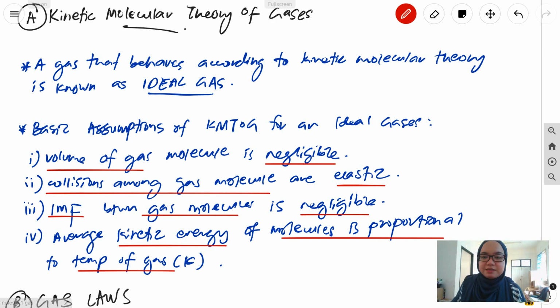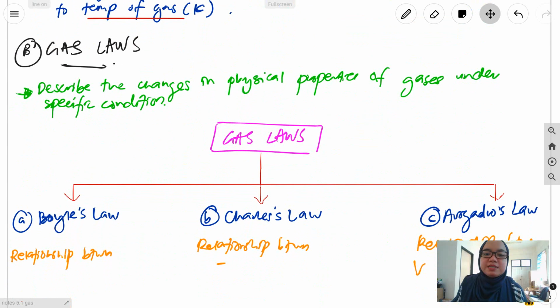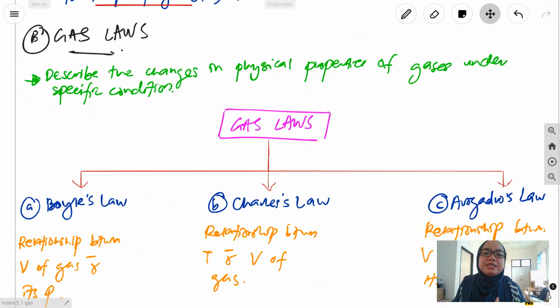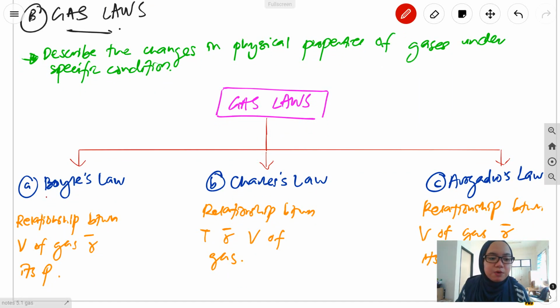Next, we're going to move on to the gas laws. So what are gas laws? Gas laws describe the changes in the physical properties of gases under specific conditions. There are three gas laws that we're going to learn in this chapter. The first one is Boyle's law, the second one is Charles' law, and the third one is Avogadro's law.